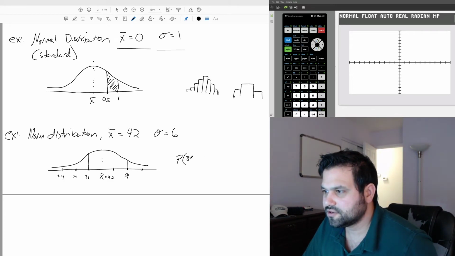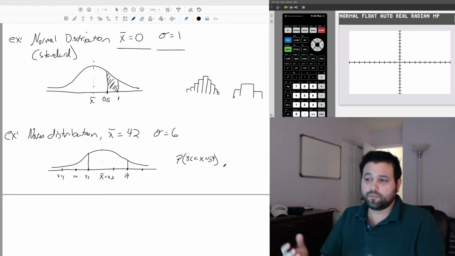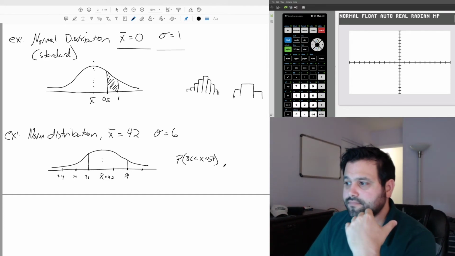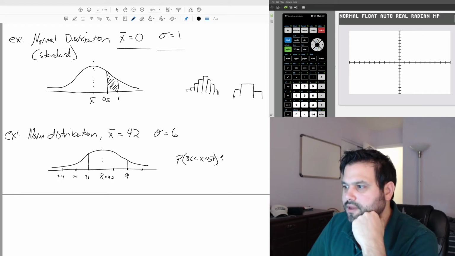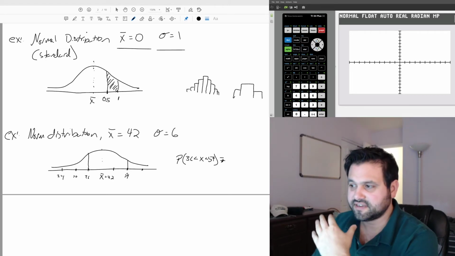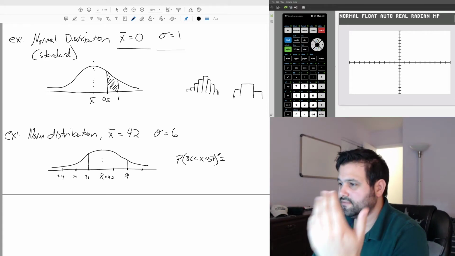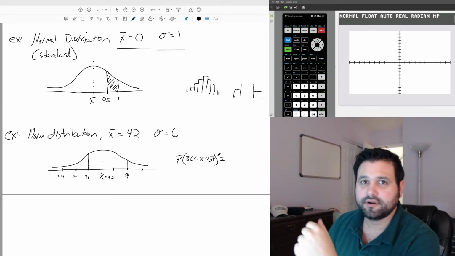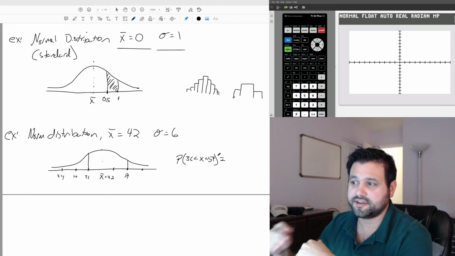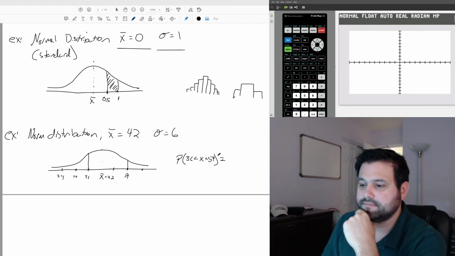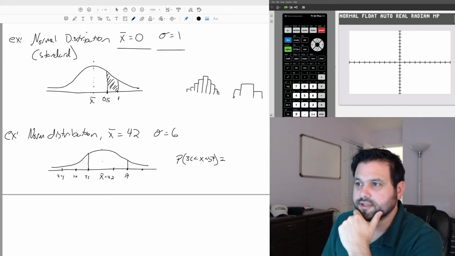So this is between 36 and 54, right? We can see visually that this should be a pretty big number, probabilistically, right? And that kind of makes sense, because if I tell you the average is 42 and pick a random number and you get to choose, well, I think it's going to be between 36 and 54, yeah, your chances are pretty high, right? So let's see what we do with the calculator.